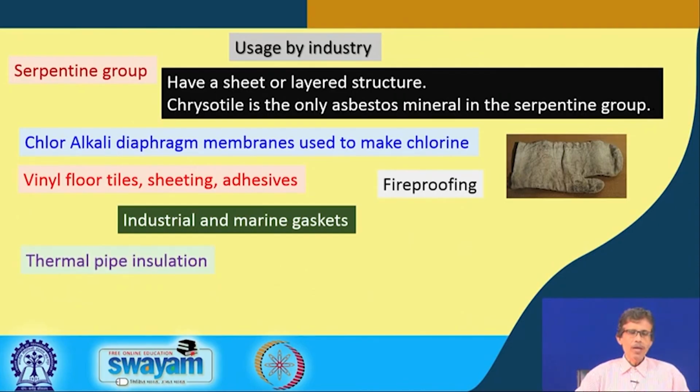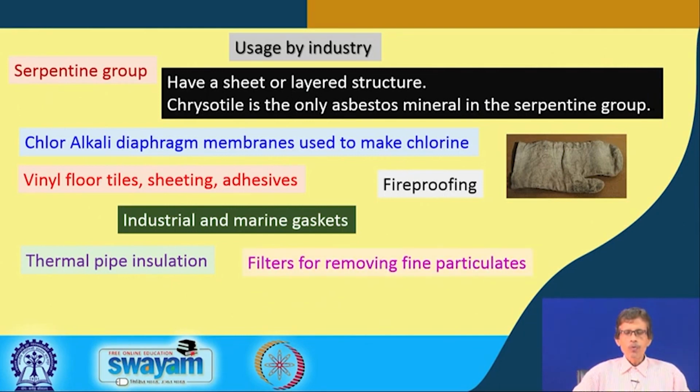Then different types of thermal pipe insulation. The thermal pipe is there and we don't want any loss in the temperature of that thermal pipe, so we put a covering of asbestos material on it.